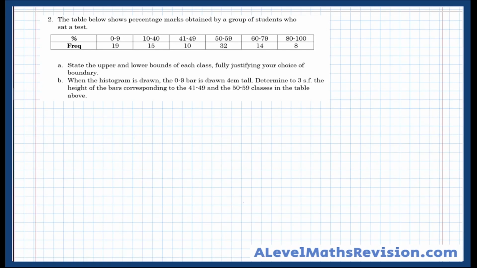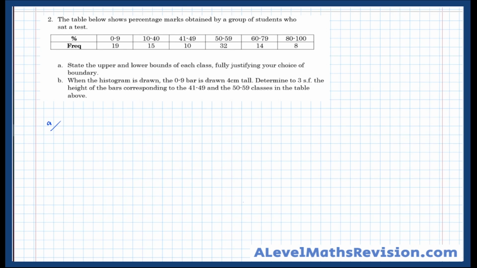So again, the problem here is the class boundaries in this question. It says the table below shows percentage marks obtained by a group of students who sat a test. So 0 to 9%, 19 students got that. 15 students got 10 to 40. 10 got 41 to 49, and so on. So part A, state the upper and lower bounds of each class, fully justifying your choice of boundary.